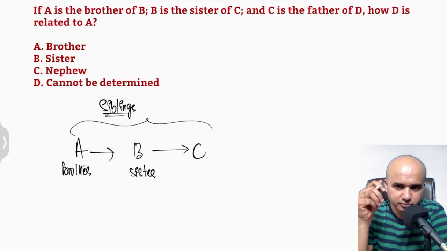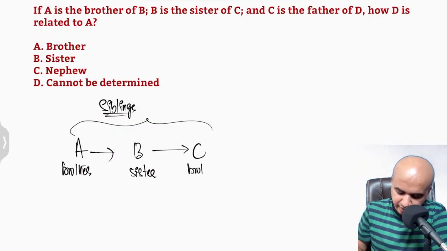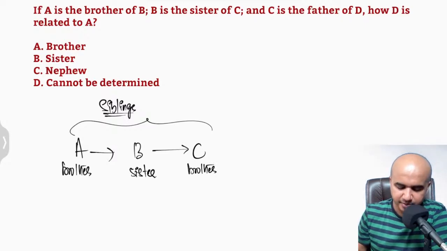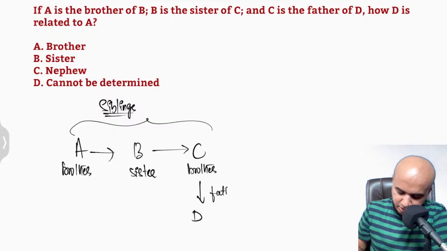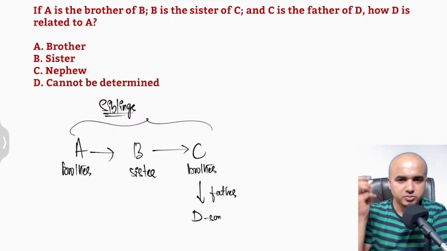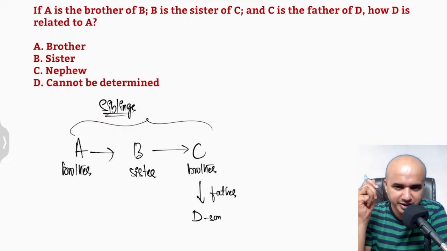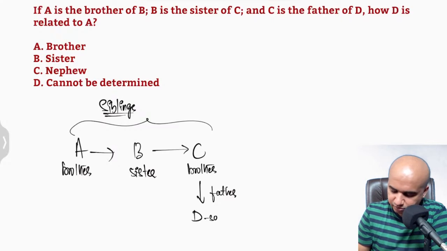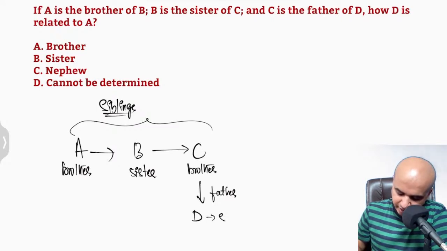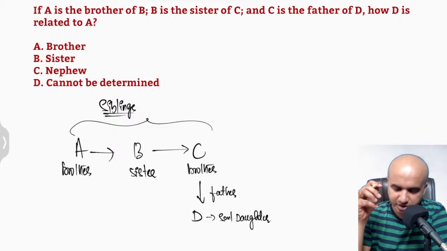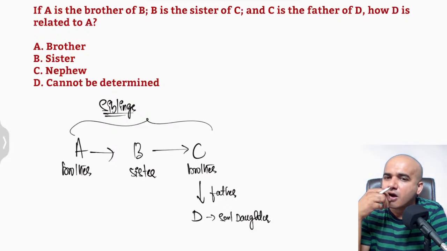So now further they say C is the father of D. So C is another brother. Then if he is a father, he is also brother to B and A. So C is the father of whom? They say D. So D's father is C. Now the question here is, son they have not mentioned, no? We do not know. This D could either be son or daughter. So don't get misled there. Now, how is D related to A?